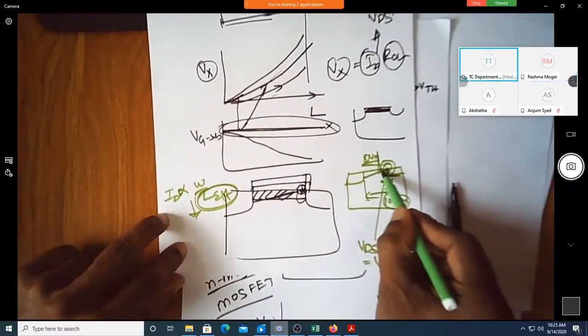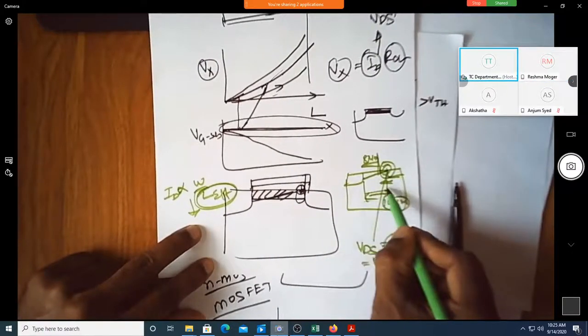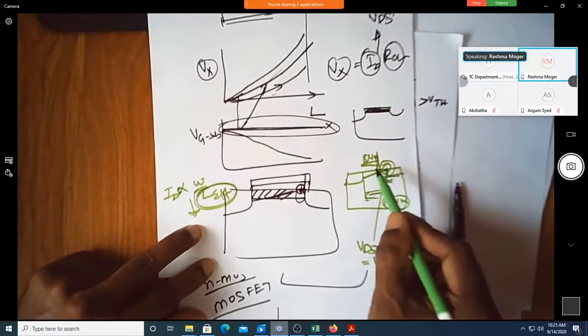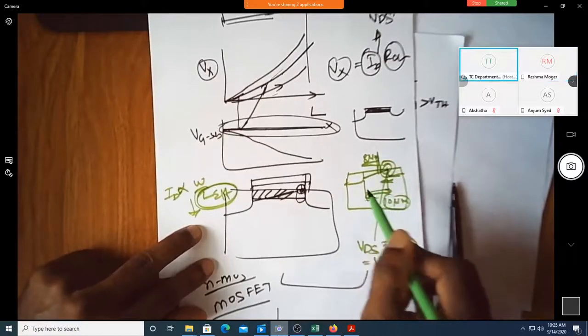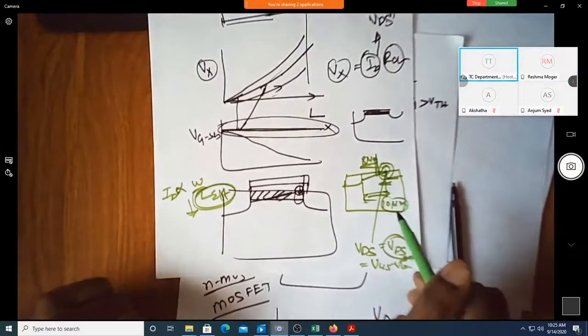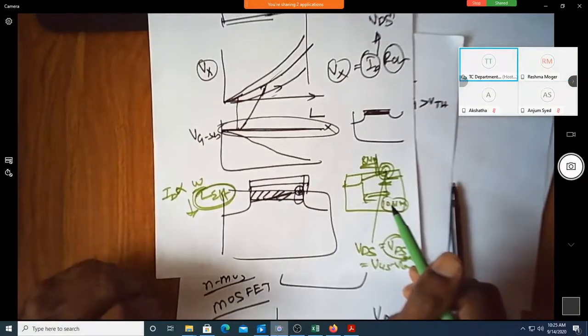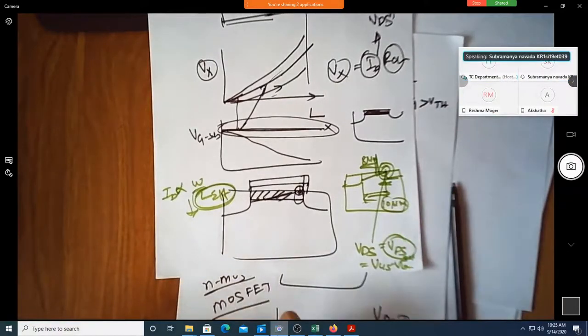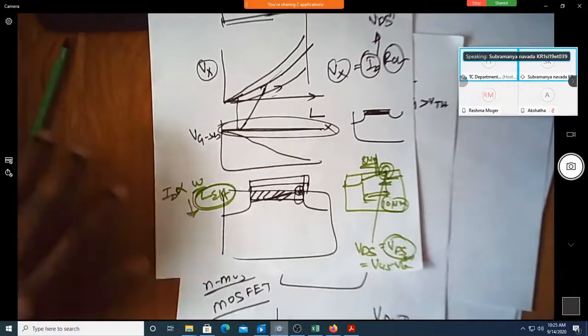When does this 10 become 8, become 9, become 7, and when will it become 6 micrometer? For what voltage of your VDS? Greater than VDS saturation, more than VDS sat.